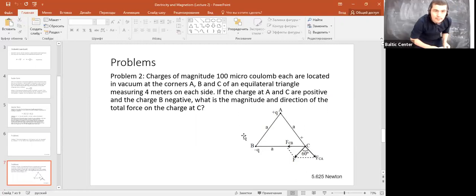So now exercise number 2. Charges of magnitude 100 microcoulomb each are located in vacuum at the coordinates A, B, and C.